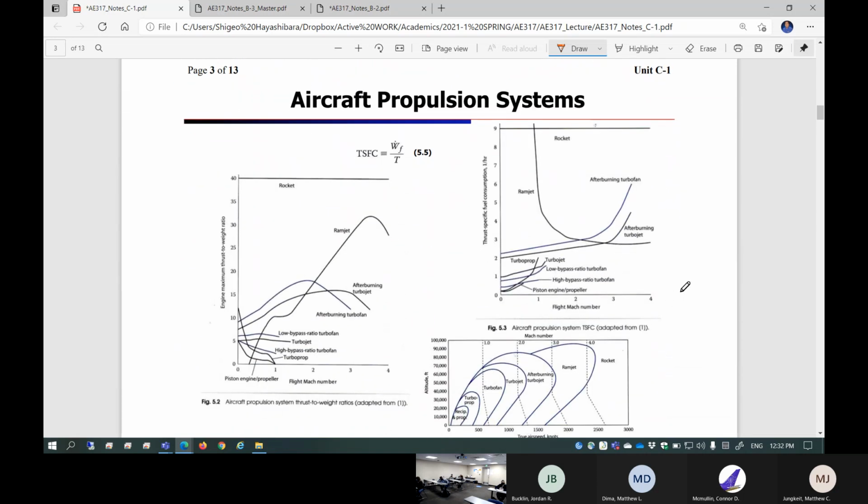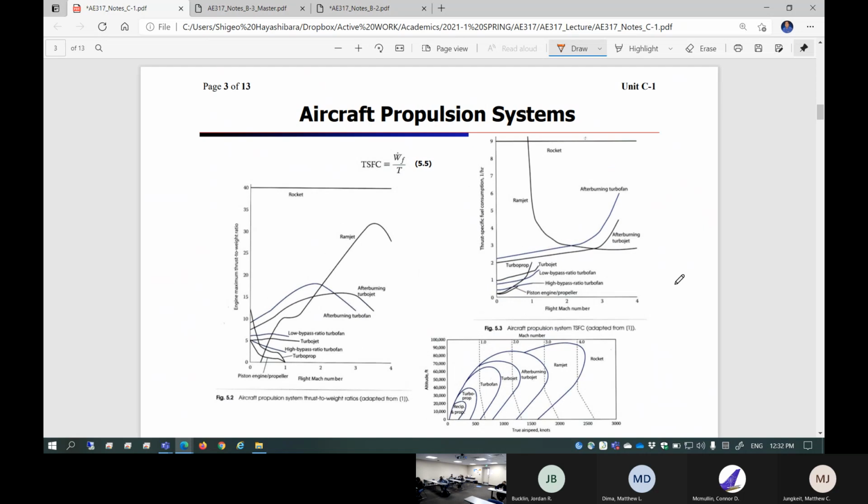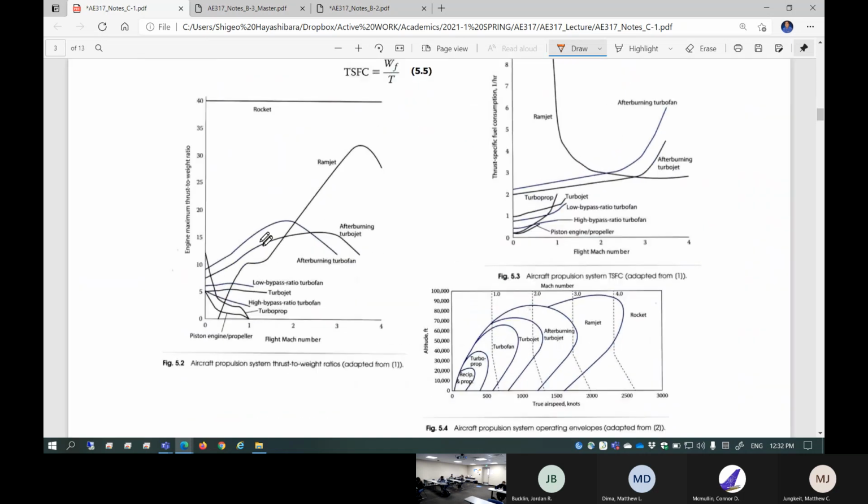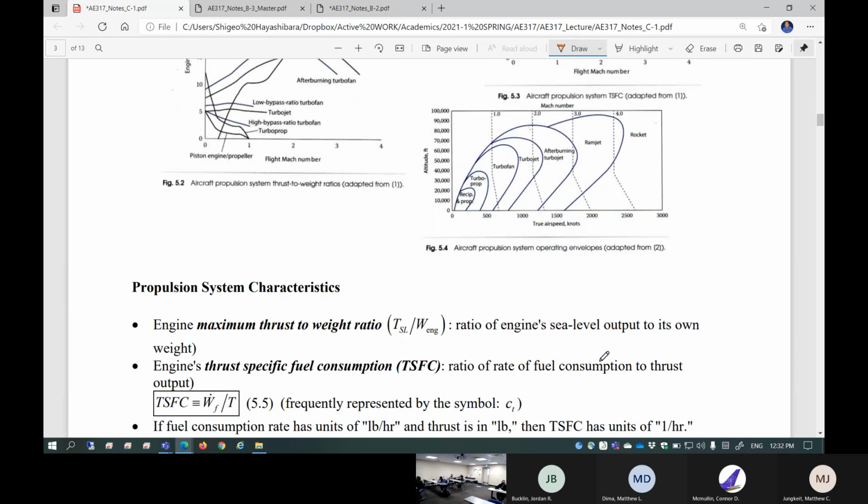Let's take a look at propulsion today, okay? So you have a choice of propulsion system to fit into your airplane. Of course, you need to carefully look into, first of all, the sizing. Basic sizing is your Mach number against the engine maximum thrust to weight ratio required. What is the thrust to weight ratio? Let's take a look. This is the engine maximum thrust to weight ratio, TSL, the sea level thrust. Maximum thrust you can get at sea level divided by the weight of the engine itself. This is called maximum thrust to weight ratio.